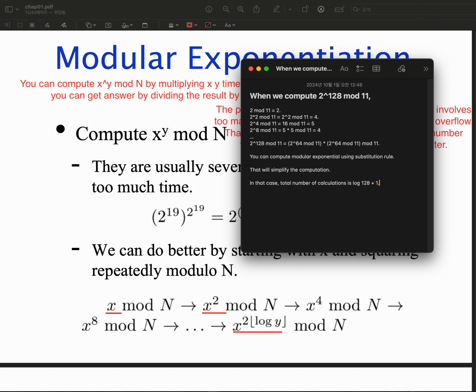That is the total number of multiplications. Also, the resulting value will range from 0 to n minus 1, because the modular operator only takes the remainder. So there is no number bigger than the modulus n. So the resulting number is small enough for calculating, and useful in a typical computer system. So this way is the modular operation.